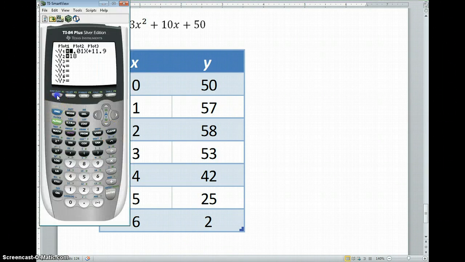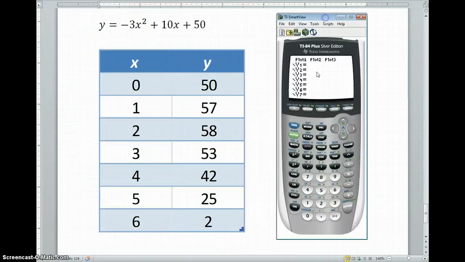The way I will do that is to go to y equals, and type in this equation: negative 3x to the power of 2, plus 10x plus 50. I could do this by hand. I could plug in a number for x, square it, multiply it by negative 3, plug in that value for x here, multiply that by 10, and combine all the terms together, but that's a lot of work.